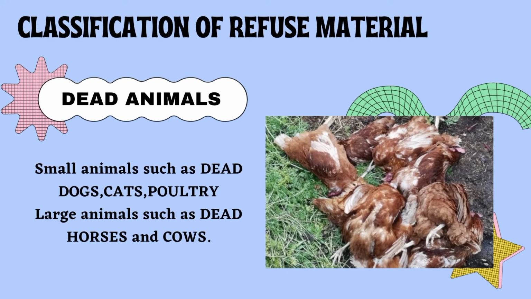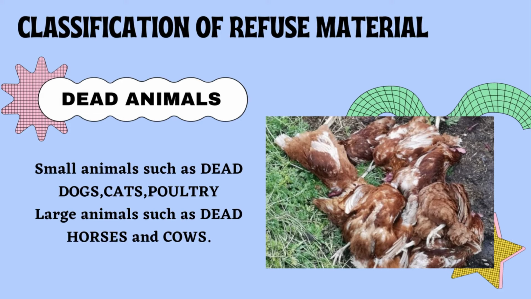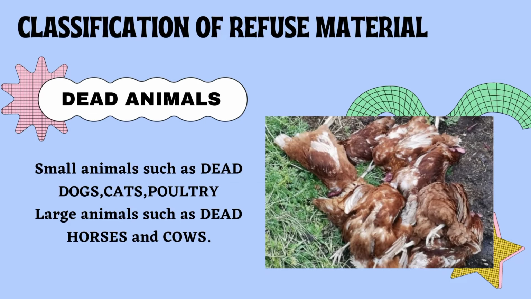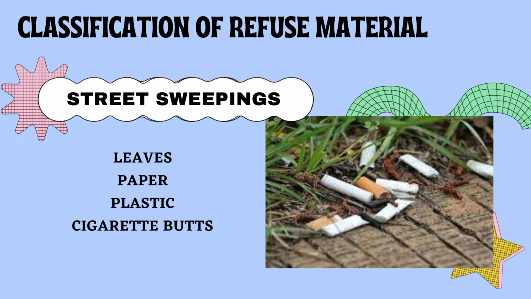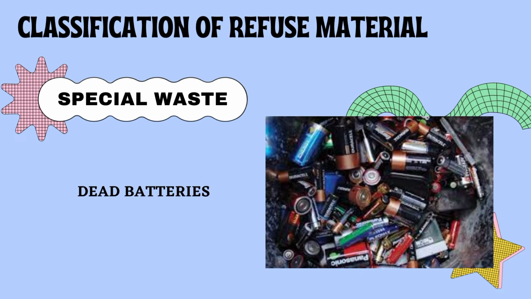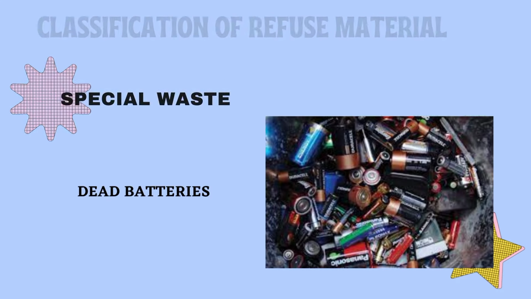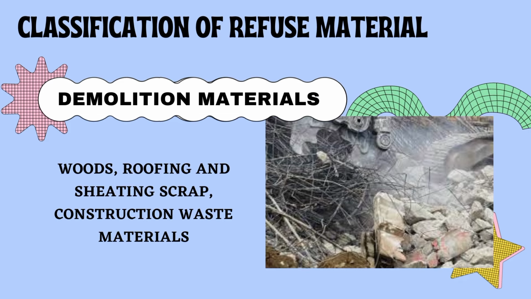Next is dead animals. These can be small or large. Small animals such as dead dogs, cats, and poultry. Large animals such as dead horses and cows. Next, street sweepings. These are leaves, paper, plastic, and cigarette butts. Next is special waste. These are dead batteries. Next is demolition materials. These are woods, roofing and sheeting scrap, construction waste materials.